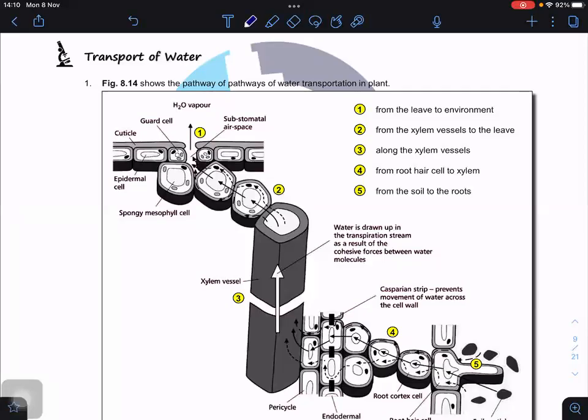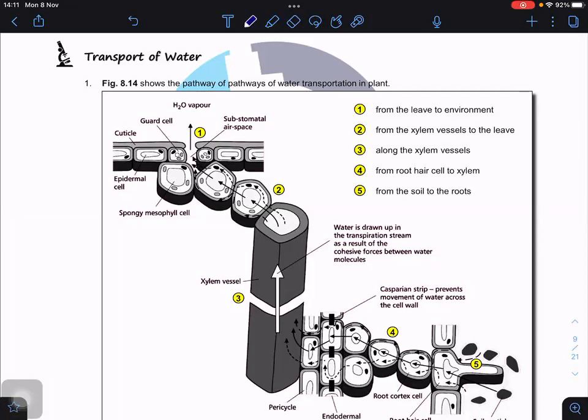Okay, so let us start for today's class now. Our focus of today's lesson, we're going to look at the transport of water, and in general the pathway of water, how the water can be absorbed at the root hair cells all the way to the atmosphere.